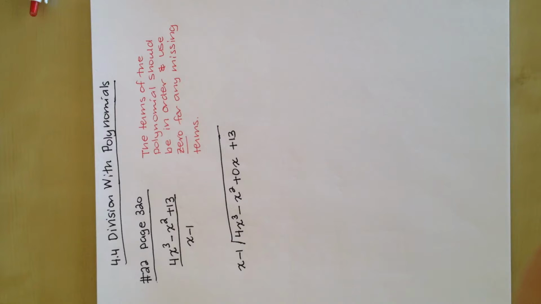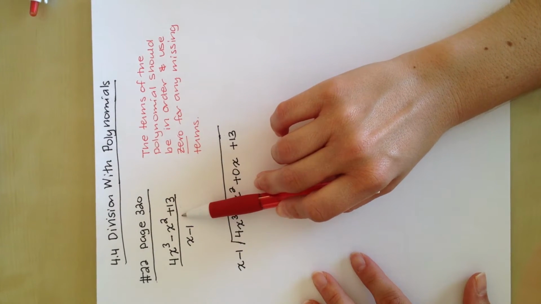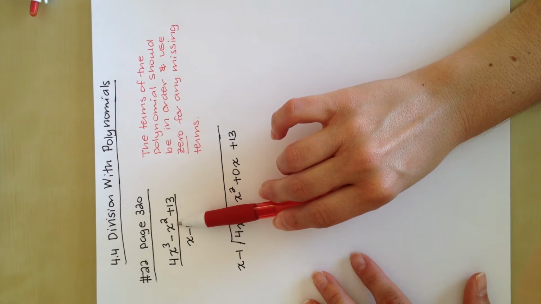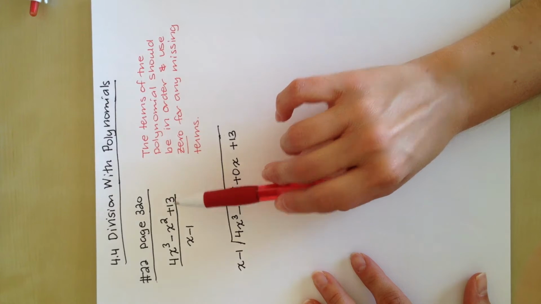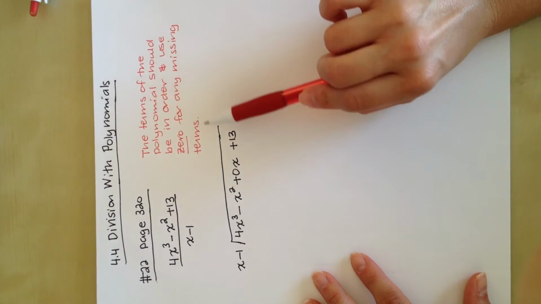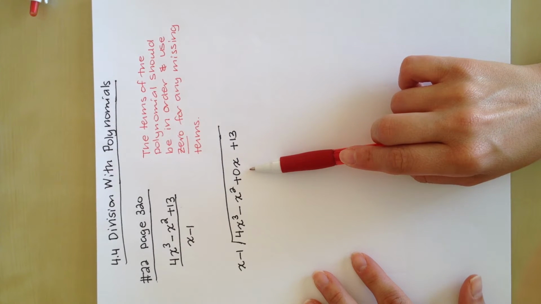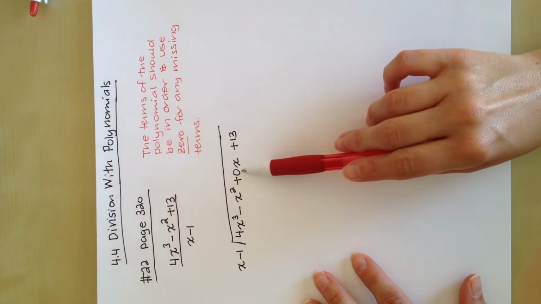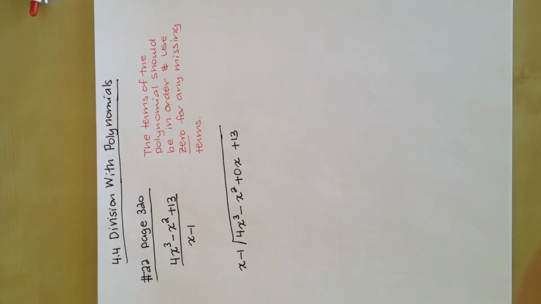For this problem, notice that we do not have the x term. So it's x cubed, x squared, no x, and then the constant term, 13. So what I did is use 0 for any missing terms. When I write out my problem, we need to use long division. Notice that I used a 0x. It's easier to just use 0 for the missing terms. It makes your problem easier to work out.